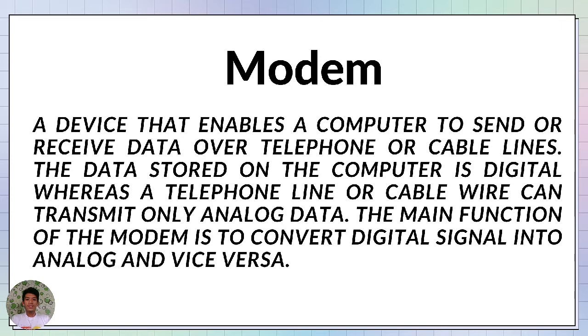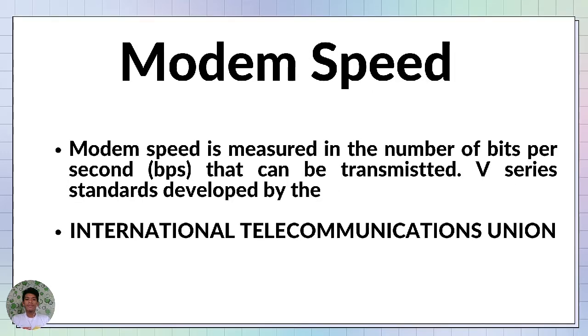The data stored on the computer is digital, whereas a telephone line or cable wire can transmit only analog data. The main function of the modem is to convert digital signals into analog and vice versa. Modem speed is measured in the number of bits per second that can be transmitted. V.90 standards were developed by the International Telecommunication Union.